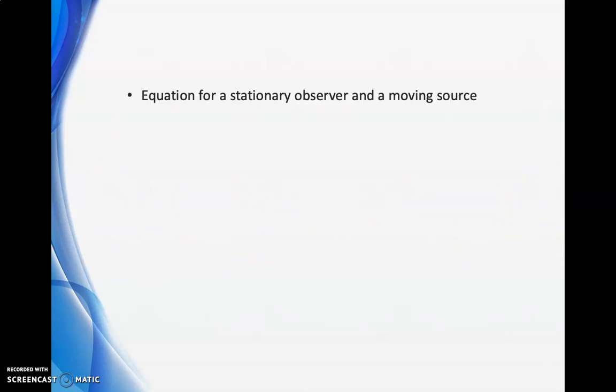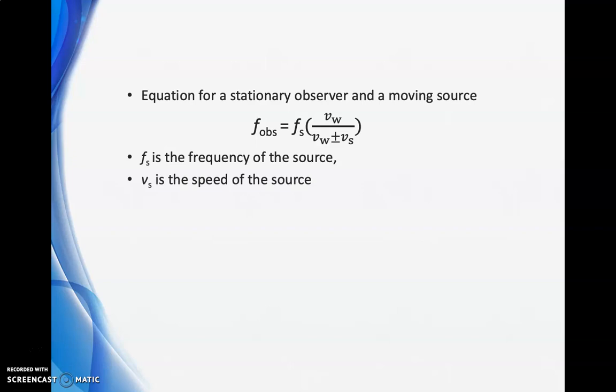So there is an equation to figure this out, and the equation that I have right here is just for stationary people. So if the observer was stationary, then this is what the equation would look like. We have the frequency of the observer equals the frequency of the source times the speed of sound, or c, over the speed of sound plus or minus the speed of the source.